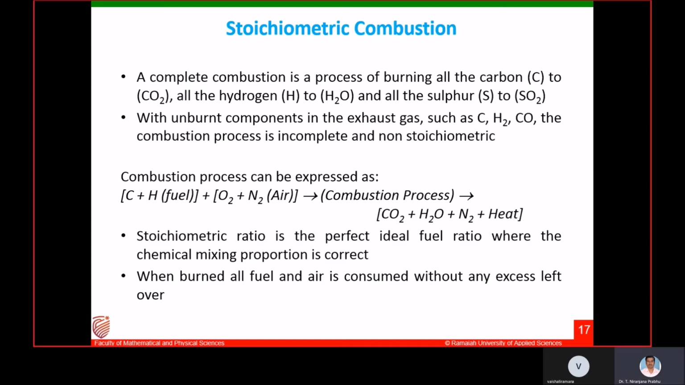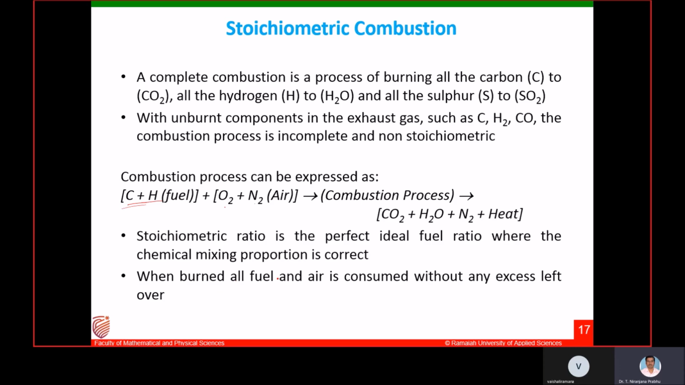With unburnt components in the exhaust gas, for example carbon, hydrogen, carbon monoxide, the combustion process is incomplete, and that kind of reaction we call non-stoichiometric combustion. So if any of these components are there in the exhaust gas, then we call it a non-stoichiometric reaction. We can express the combustion process in this form: hydrocarbon fuel plus air. Air contains oxygen and nitrogen. When you ignite, combustion will go on, producing gases containing carbon dioxide, water, nitrogen, plus heat. It will liberate heat. Stoichiometric ratio is the perfect ideal fuel ratio where the chemical mixing proportion is correct. This fuel to air proportion should be correct, then only proper combustion will happen.